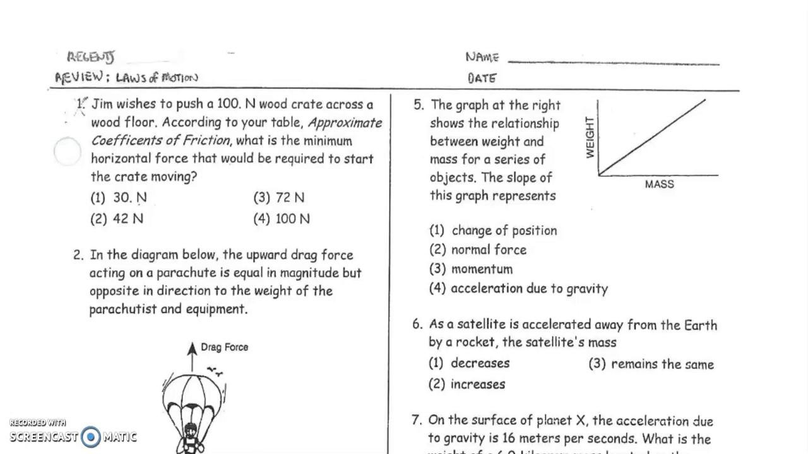So the important thing is to start the crate moving. And so to start the crate moving, you know that you need to use the static coefficient of friction. So if you look up the static coefficient of friction of wood on wood, you get 0.42, and then this is the force of gravity, which is equal to the normal force since it's not accelerating upward, it's not on a ramp, nor does it have an additional upward or downward force. So multiply the two together, 0.42 times 100, you get 42 newtons worth of force.